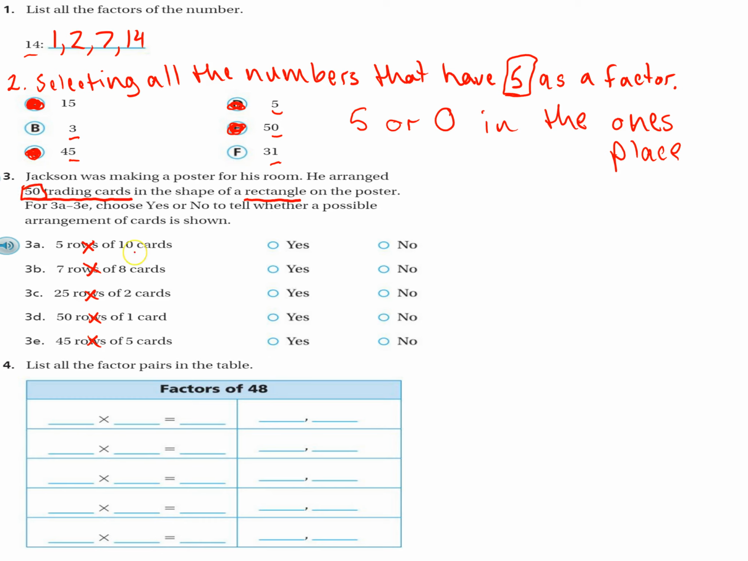So 5 times 10, is that 50? Yes. 7 times 8, does that equal 50? No. So that's really all you're doing. On the actual test, of course, they're going to use different numbers, but you can think of all these rows as just being times, and you're just checking, does the number times the other number equal the number that they're asking you about in the problem? Okay.